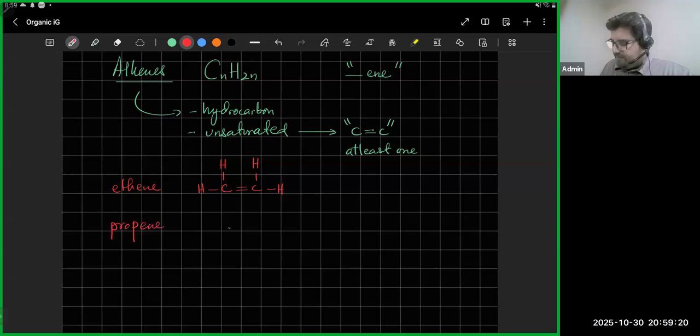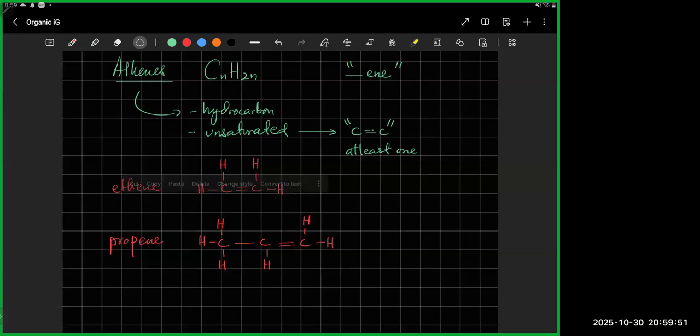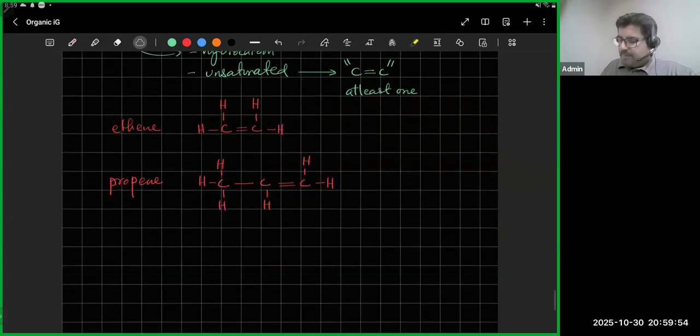Then you have propene. Prop means 3, so it means 3 carbon atoms. There has to be a double bond as well because it's an alkene. So you put a double bond. This one will have 3 H's, the next one will have 1 H, and this one needs 2 H's. Is this clear? So this is propene.